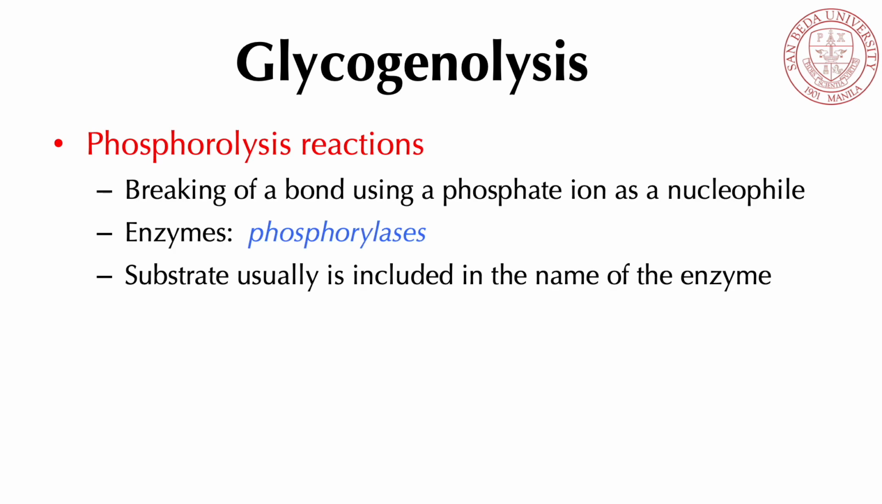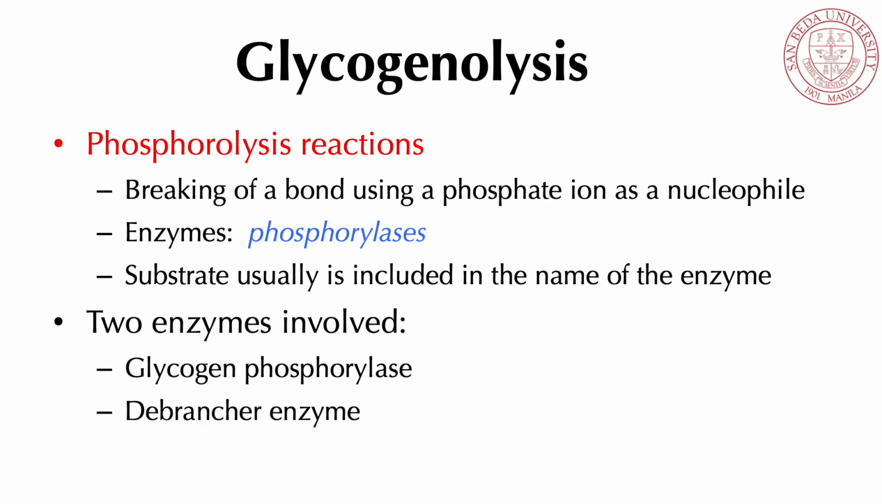Now, glycogenolysis basically involves phosphorolysis reactions. Phosphorolysis is the breakdown of a bond using a phosphate ion as a nucleophile. Now, the enzymes catalyzing such reactions are collectively termed phosphorylases. The substrate is usually included in the name of the enzyme. Now, the two enzymes involved in glycogenolysis are glycogen phosphorylase and the debrancher enzyme.